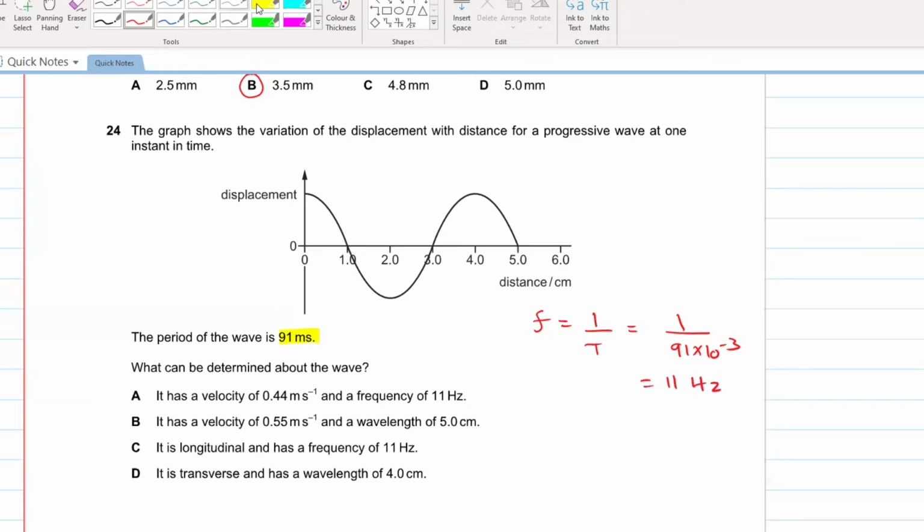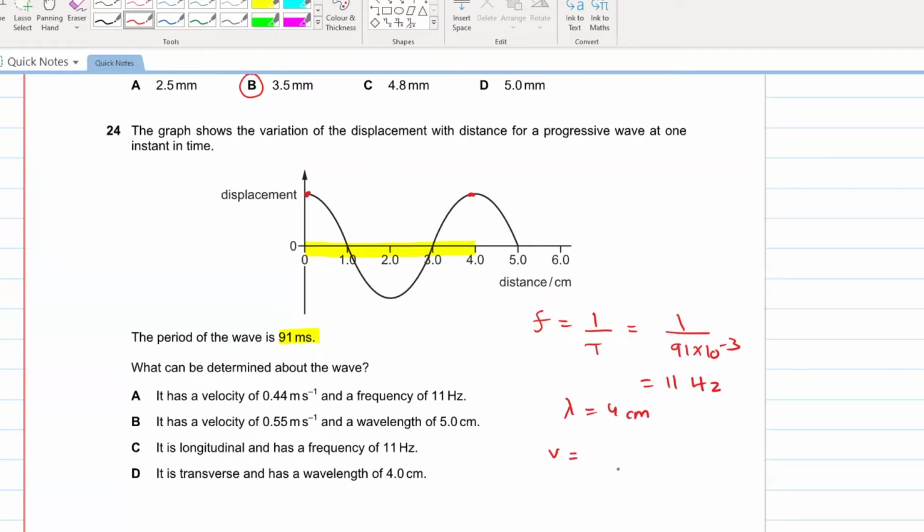And can you calculate the wavelength here? Yes. Wavelength is what? This. 4 centimeter. The distance from one crest to another crest is your wavelength. This is 4 centimeter. That is your wavelength. Perfect. So wavelength is 4 centimeter.